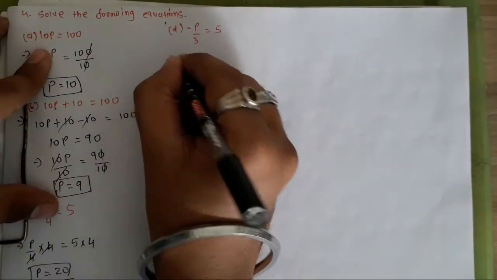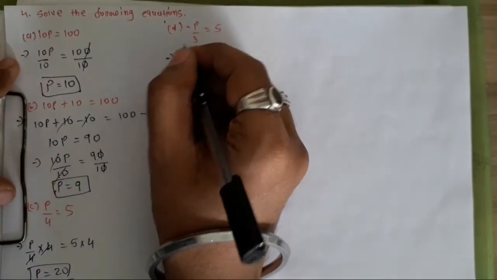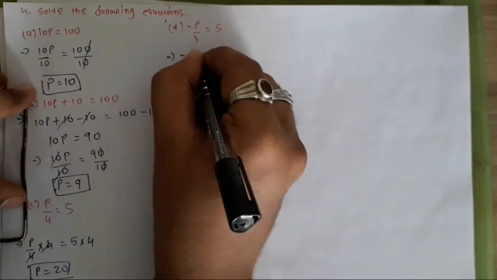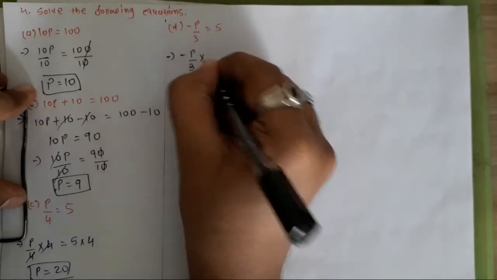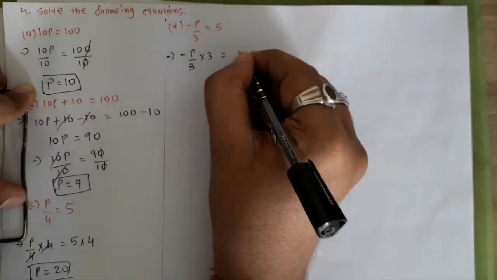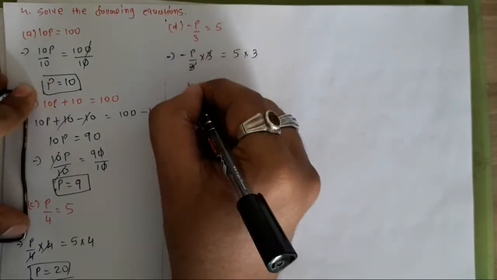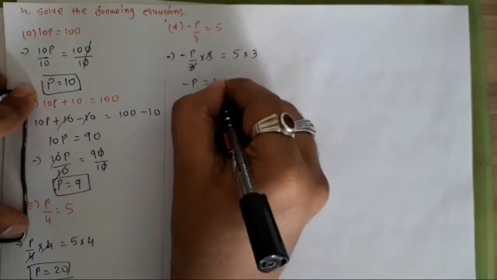Now the next one, minus p divided by 3 is equal to 5. Now here I have to find the value of p. For that, what will I do? First of all I have to remove this 3. So I will multiply both sides by 3. So I will multiply minus p divided by 3 into 3 is equal to 5 into 3. Now here 3 will be cancelled, so minus p is equal to 15.